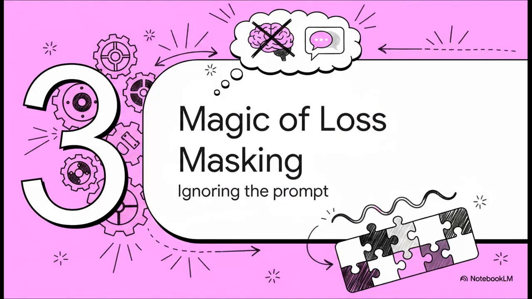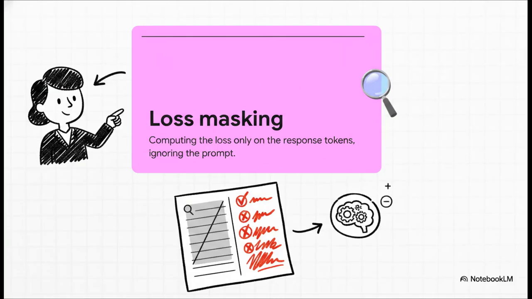Section 3, the magic of loss masking, ignoring the prompt. So the crucial point is, how do we mechanically force the model to only care about its replies? Well, the answer is loss masking. It's honestly just like a teacher grading a student's test. Picture a test paper. It has printed questions on it and the student's handwritten answers. When the teacher grades that test, they only mark the student's handwritten answers right or wrong, right? They don't grade the printed questions.